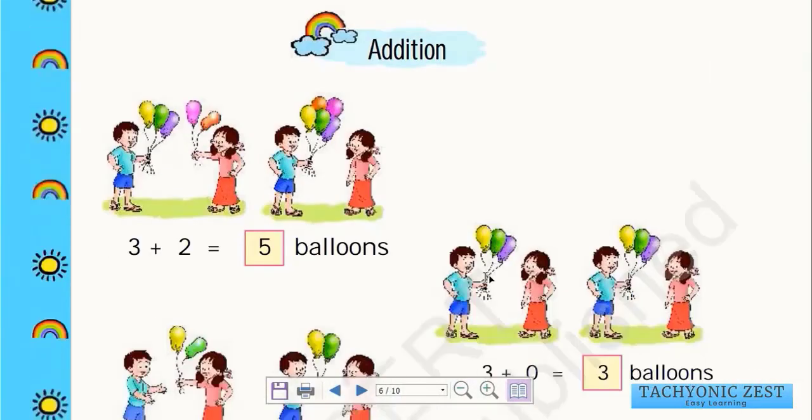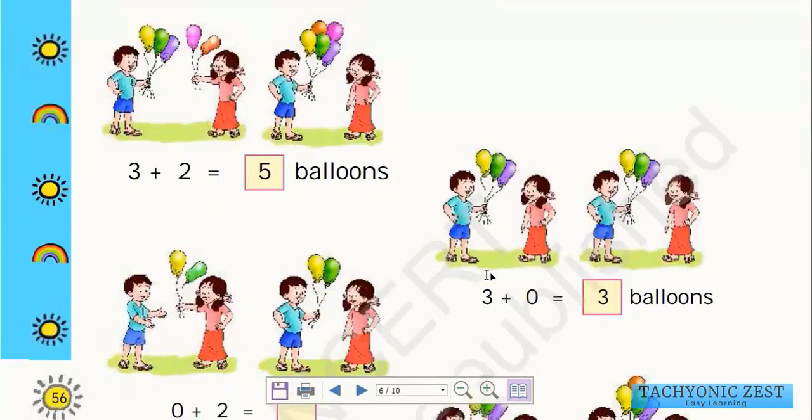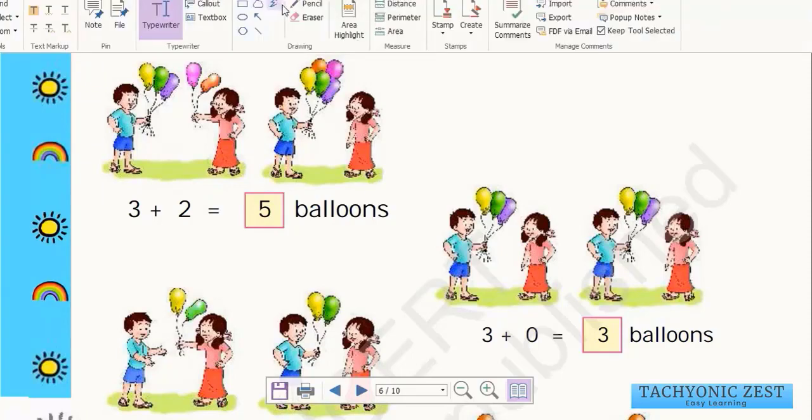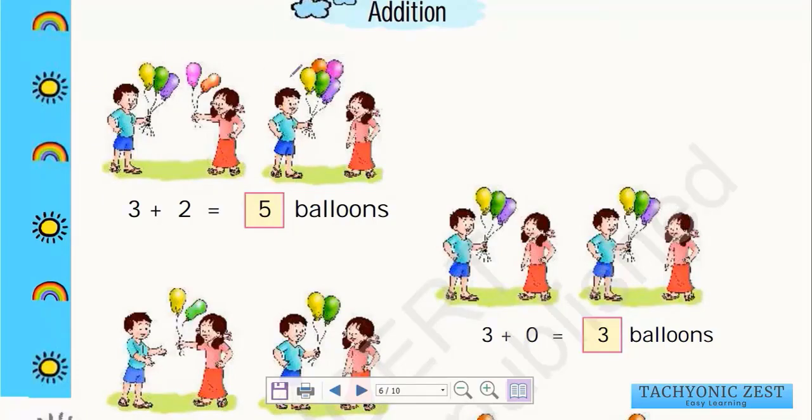Okay, so now let us see here. If we count the number of balloons, so now this is a boy and this is a girl, and the boy has some balloons and girl also has some balloons. So now the girl is giving all her balloons to this boy. So what is the total number of balloons the boy has now?